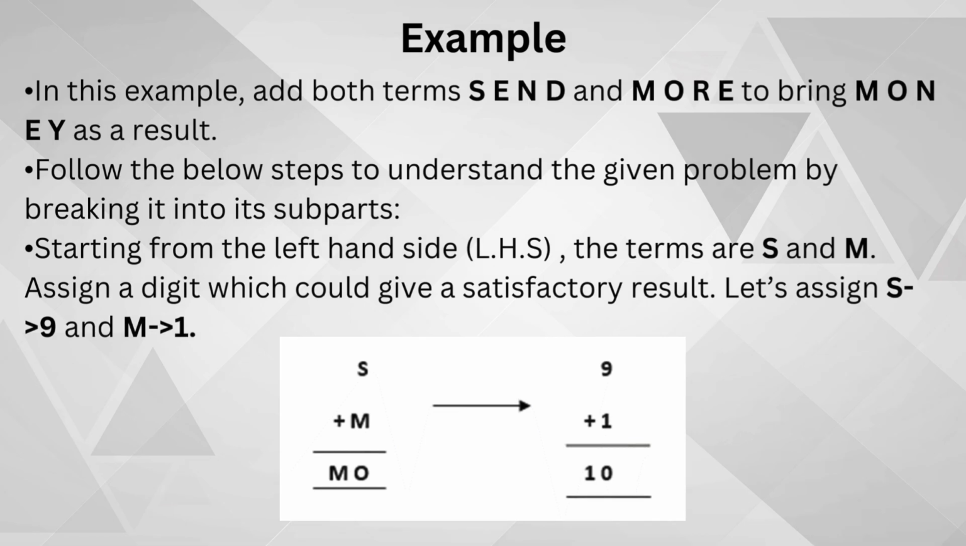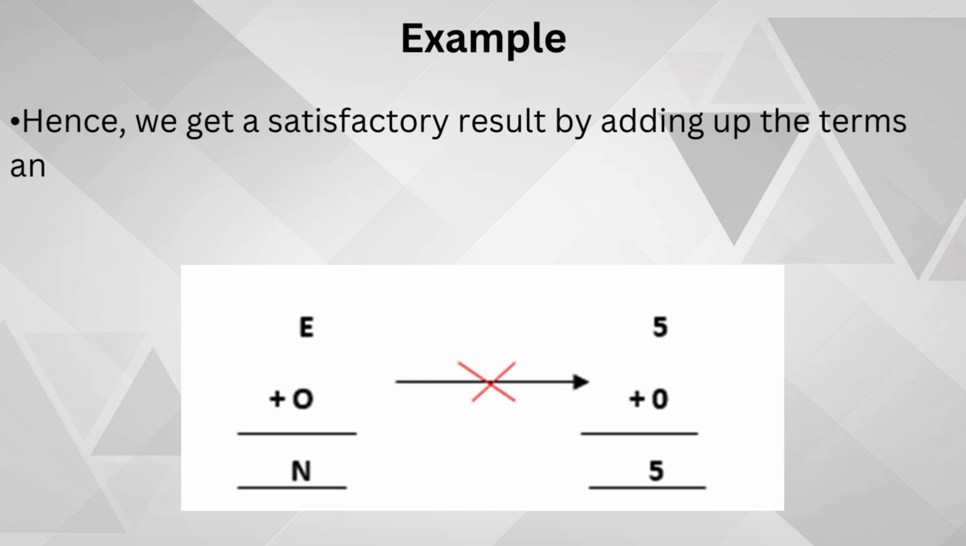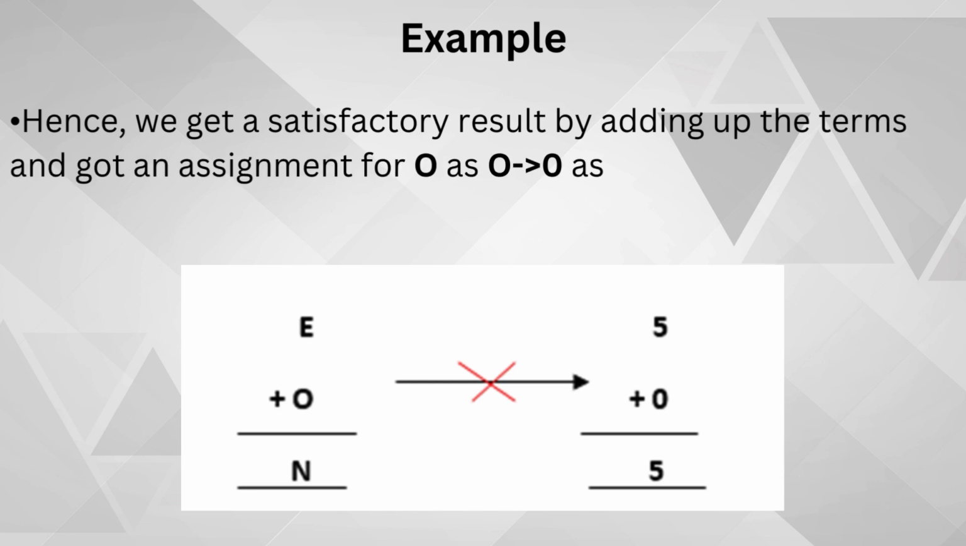Starting from the left hand side, the terms are S and M. Assign a digit which could be a satisfactory result. Let us assign S to 9 and M to 1. In this diagram you can see S is equal to 9 and M is equal to 1. By putting the values S equal to 9 and M equal to 1, we get the resultant as 10. Hence, we get a satisfactory result by adding up the terms and got the assignment for O as 0.